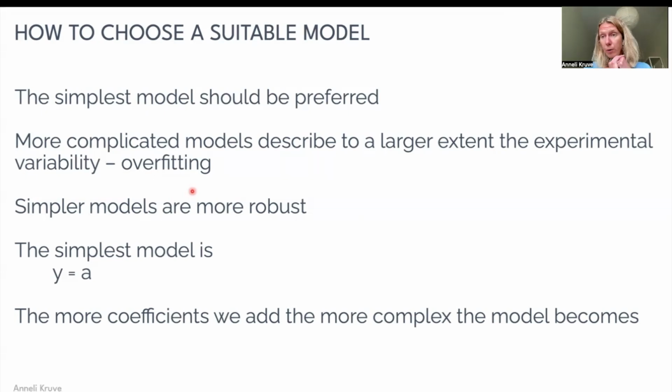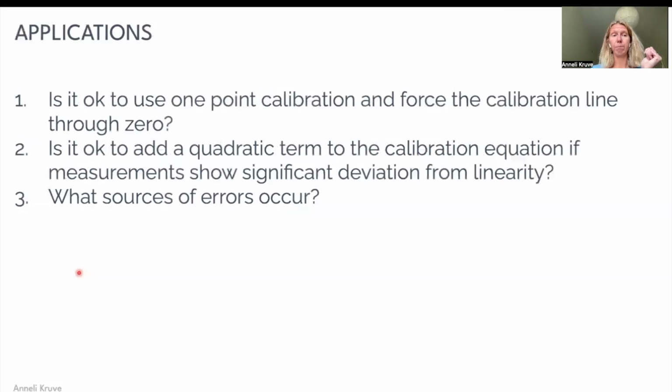Generally speaking, the more simple the model is, so the fewer parameters are included, the more robust these models are. And basically, the simplest model is considered where the output, let's say signal in calibration graph case, is just predicted to be a constant value, independent completely of the parameter concentration here. Now, when we start adding more coefficients, this has only the intercept. Maybe when we add a concentration term and the coefficient B here, then the model becomes more and more complicated.